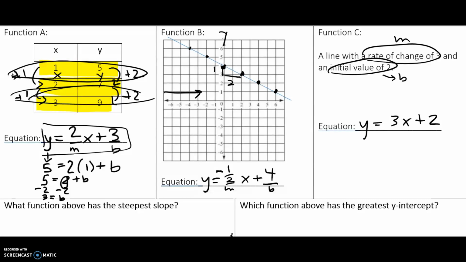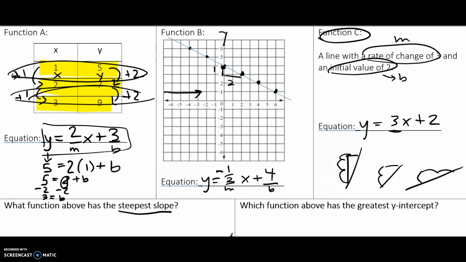Now that I have my 3 separate equations, I can start to compare them. So which one has the steepest slope? Which one would be the scariest hill to slide down? We'd be looking at function c because it goes up 3 and right 1. If we think about these other ones, these other ones you're only going up 2 and right 1, or even going up 1 and right 2. You can see how those create different slopes. So our steepest one was c.